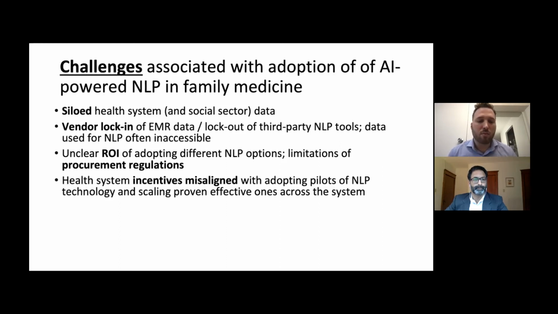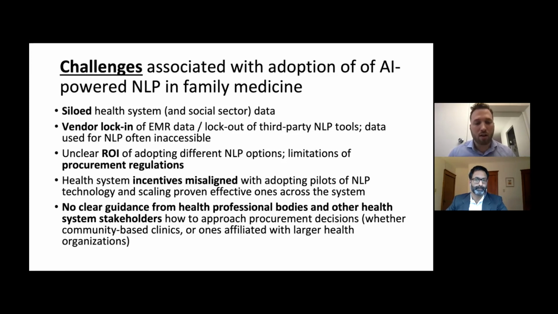The system incentives can be misaligned, and some of you might be familiar with how hard that is. We're a country with a reputation for pilots, but when scaling across a health system, the benefit of a tool is not clear. So we really have to make sure that the incentives are still for the benefit of patients and patient-centered care.